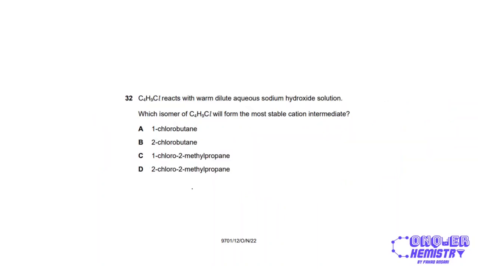All right, now over here, we have C4H9Cl that reacts with warm dilute aqueous sodium hydroxide. And this is again aqueous, so this is going to be a substitution, just like we were seeing in the previous question. And the Cl will be replaced by an OH. Then it says which isomer of C4H9Cl will form the most stable cation intermediate. So when we talk about the most stable cation intermediate, we have to talk about a tertiary carbocation, and that comes from a tertiary halogenoalkane.